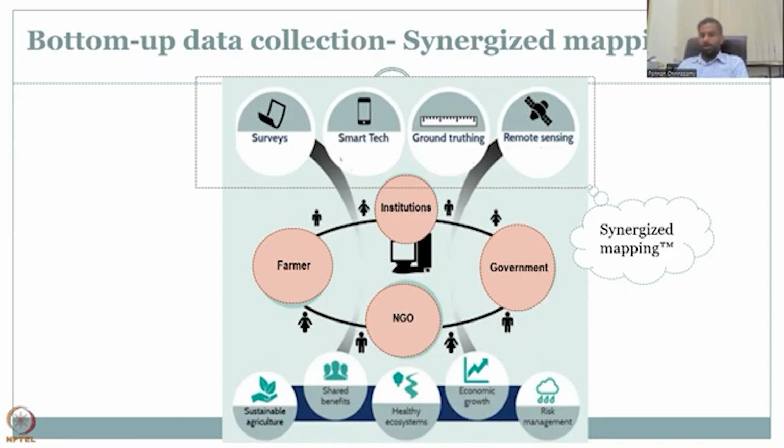On this note, we are looking at using remote sensing data for filling that gap. Let's see how that goes. So in synergized mapping, as you could see, there are multiple institutions and agencies that take part in data collection using multiple sources and multiple methods. So you could see governments, institutions, farmers who are the key stakeholders or rural communities, and NGOs who handhold the farmers and rural communities. All of them collect data.